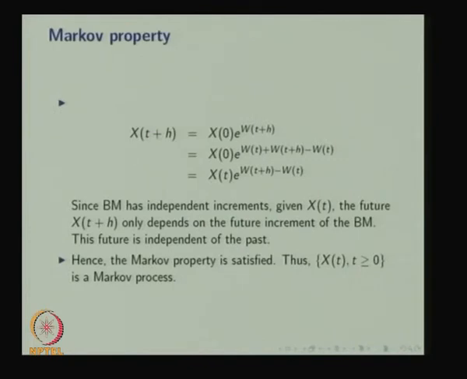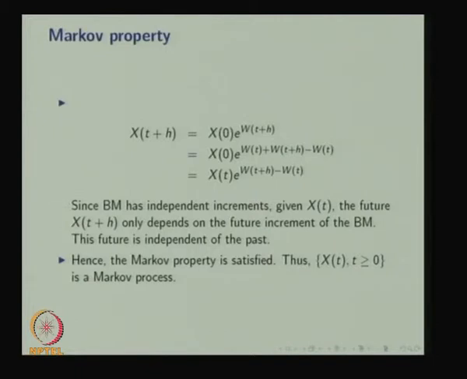Now we are going to discuss a very important property, that is the Markov property of geometric Brownian motion. The geometric Brownian motion is of the form X of t equals X naught e power W t. Therefore, for any h greater than 0, you can write X of t plus h is the same as X naught e power W of t plus h.